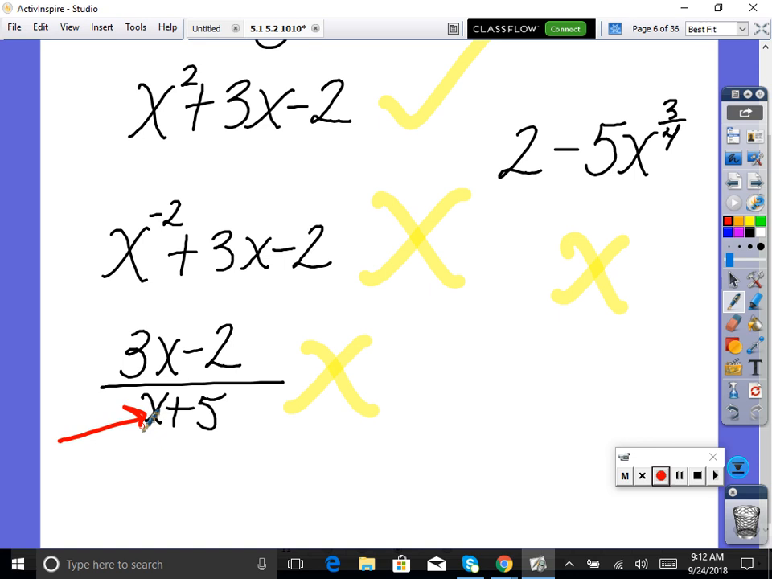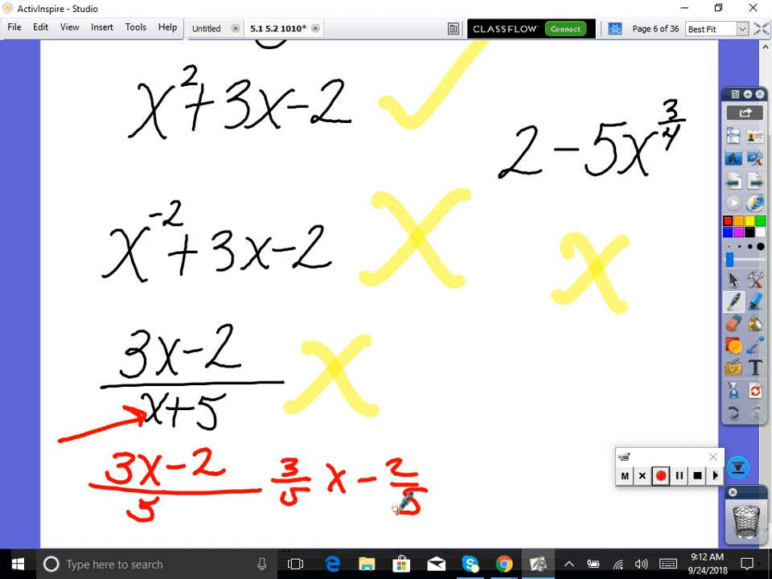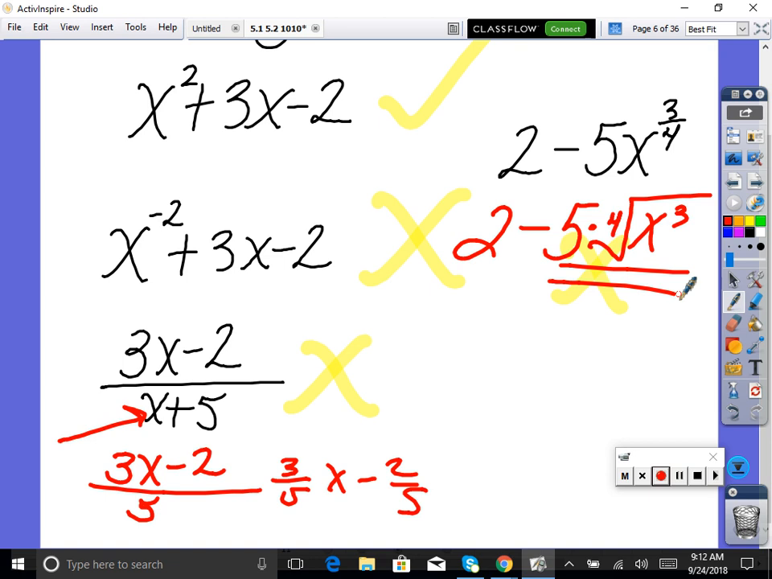Now that's different than having this: 3x minus 2 divided by 5. Well, that's just 3/5 x minus 2/5, which is a polynomial. So x can't be on the bottom, but we can have fractions, just not with x. So then right here, this is not considered a polynomial because it has fractional exponents. Because technically, if we can remember last time's lesson, that's 2 minus 5 times the 4th root of x cubed. Radicals are not considered polynomials.